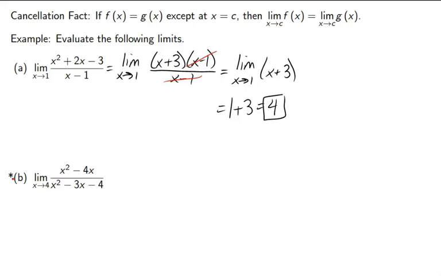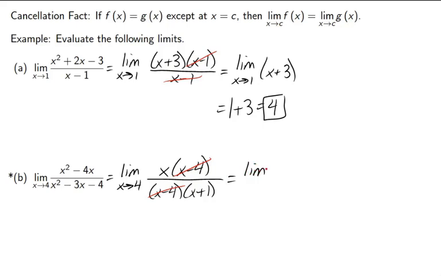Okay, now that you've got some sort of work for this, let's try it ourselves. Again, factor. X squared minus 4x, I can just factor an x out. And in the denominator, this is x minus 4 times x plus 1. So again, we can cancel out the x minus 4's. And due to the cancellation fact, the limit is the same. We get the limit as x approaches 4 of x over x plus 1.